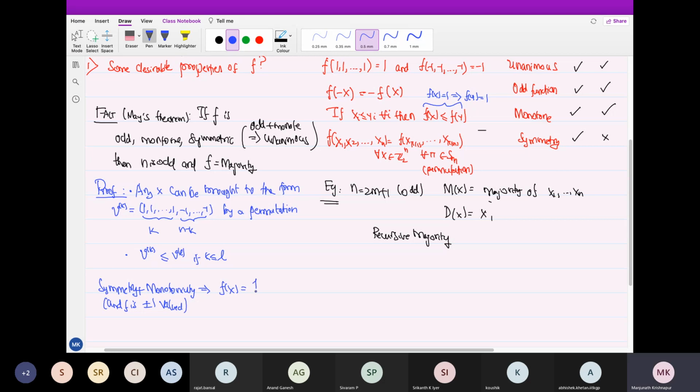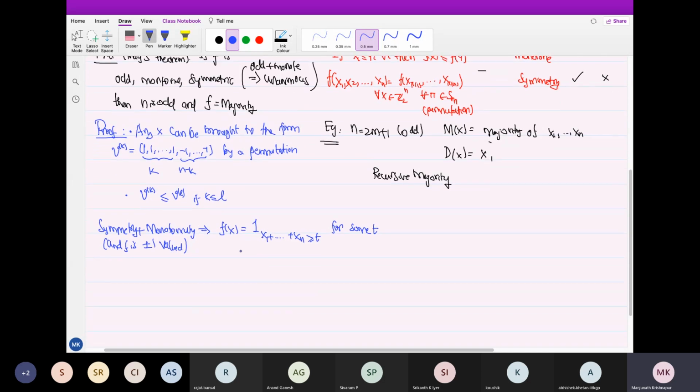So what can it be? It has to be the indicator of x1 plus up to xn greater than or equal to t for some t. Right? I mean, it cannot be anything else. I said number of ones, but x1 plus up to xn is actually number of ones minus number of minus ones. It's 2k minus n instead of k. So increasing function of k is the same as increasing function of 2k minus n. So it has to be of this form.